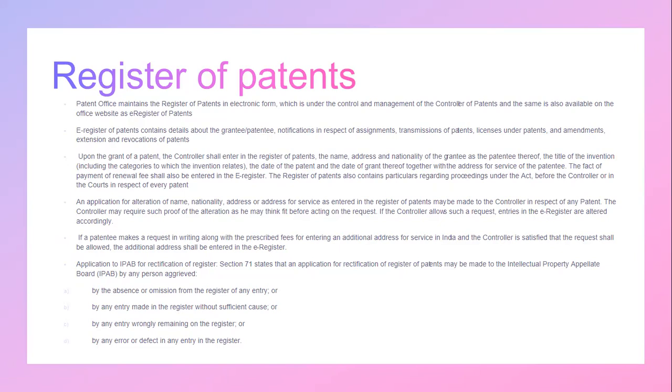An application for alteration of name, nationality, address, or address for service entered in register of patents may be made to controller in respect of any patent. The controller may require proof of alteration as he thinks fit before acting on this request. If controllers allow such a request, entries in e-register are altered accordingly. If a patentee makes a request in writing along with the prescribed fee for entering additional address of service in India, and the controller is satisfied that the request shall be allowed, then the additional address will be entered in e-register.